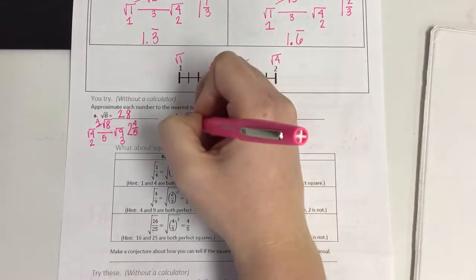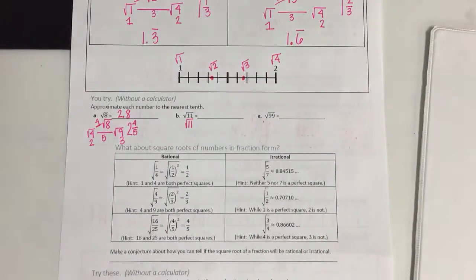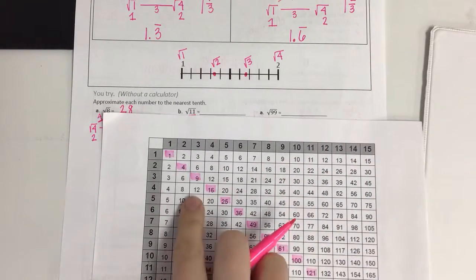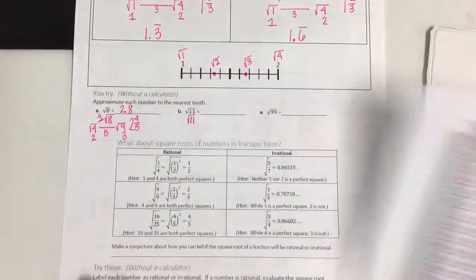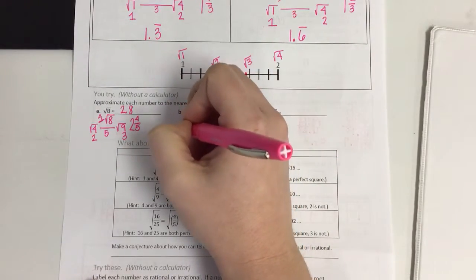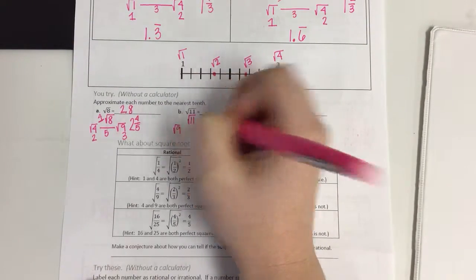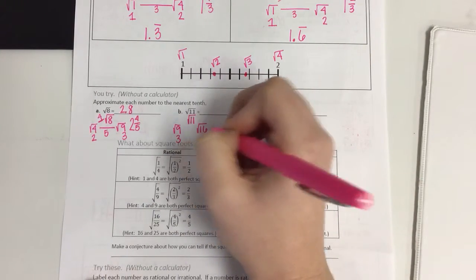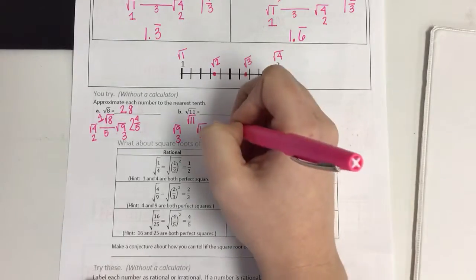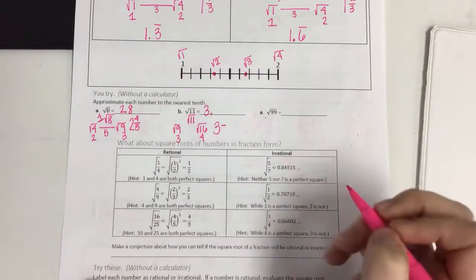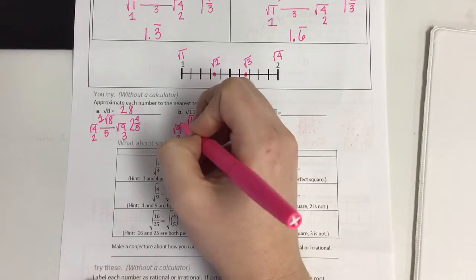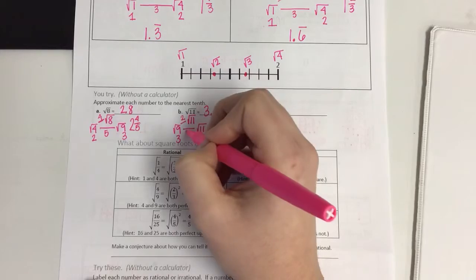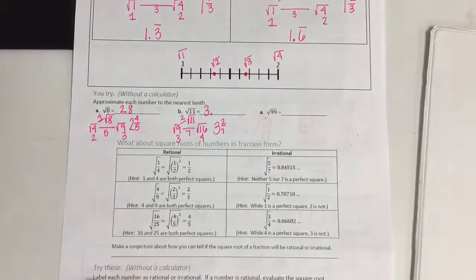The square root of 11. Again, we need to find the two perfect squares on either side of the square root of 11. 11 is going to be in between 9 and 16. So we're going to have the square root of 9 on the left, square root of 16 on the right. Square root of 9 is 3, and the square root of 16 is 4. So I know my number is going to be 3 and something. Our numerator is our distance between 9 and 11, which is 2. And my denominator is the distance between 9 and 16, which is 7. So we have 2 over 7.